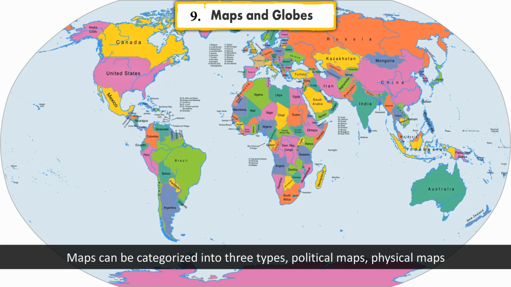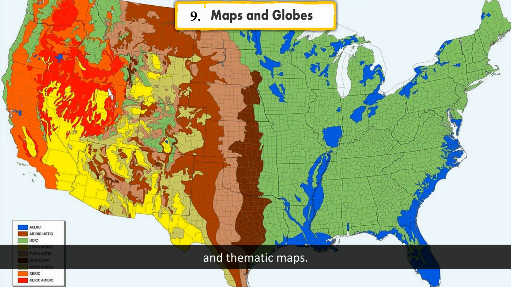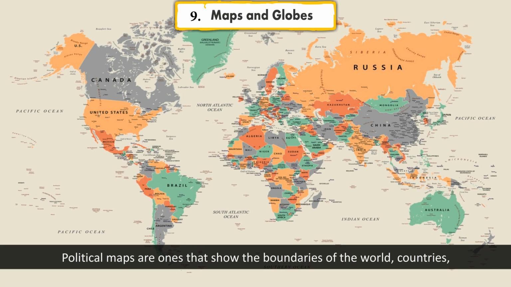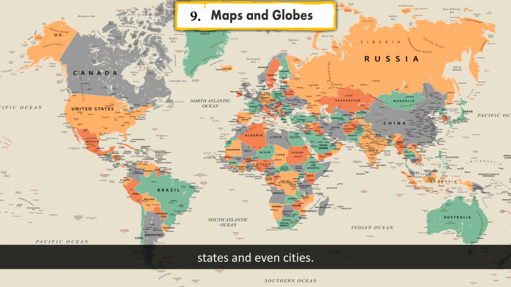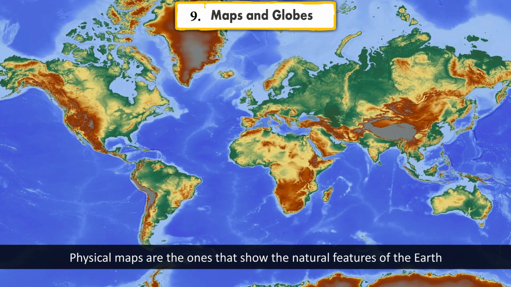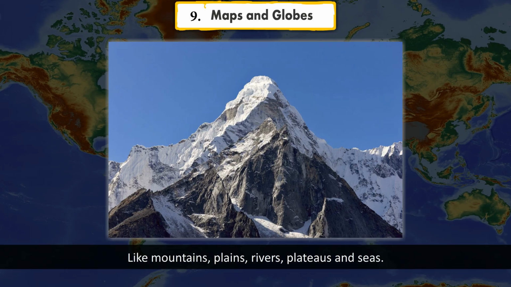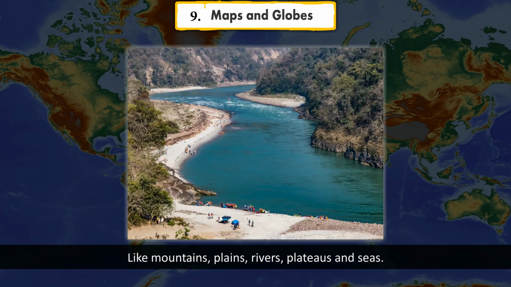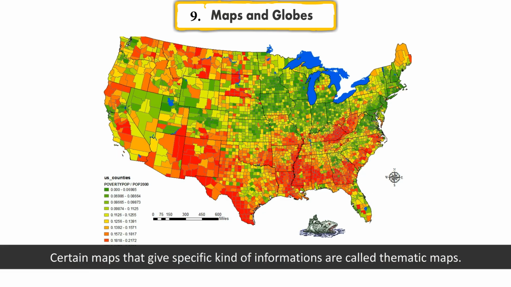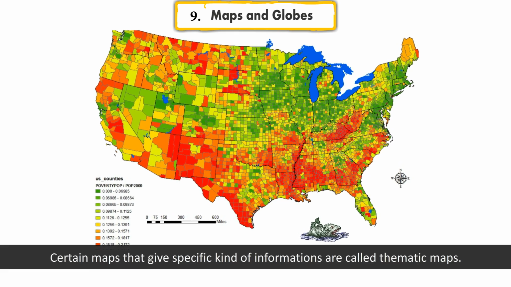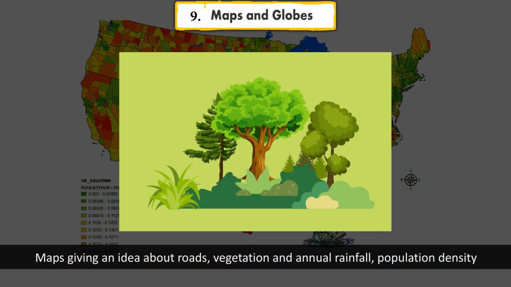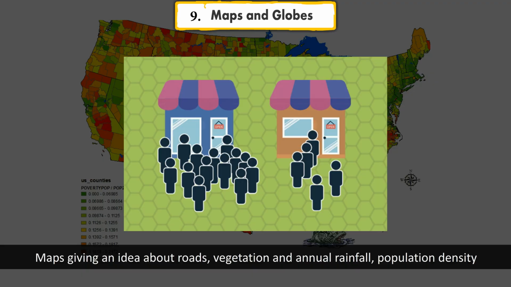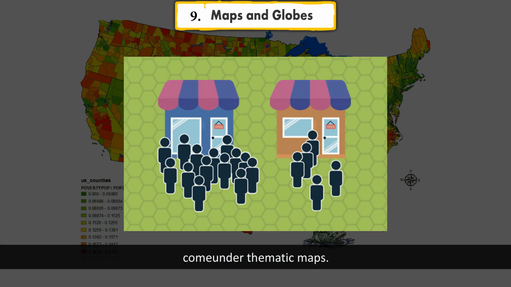Types of maps. Maps can be categorized into three types: political maps, physical maps, and thematic maps. Political maps are ones that show the boundaries of the world, countries, states, and even cities. Physical maps are the ones that show the natural features of the earth like mountains, plains, rivers, plateaus, and seas. Certain maps that give a specific kind of information are called thematic maps. Maps giving an idea about roads, vegetation, annual rainfall, and population density come under thematic maps.